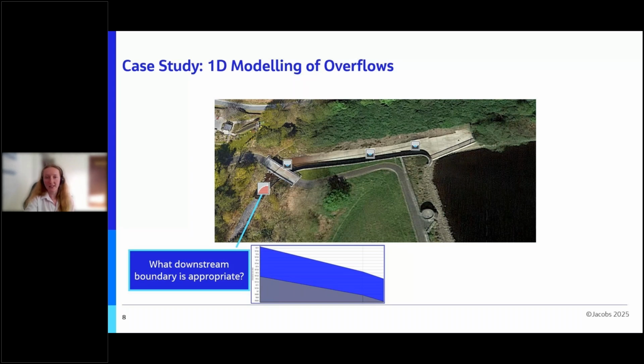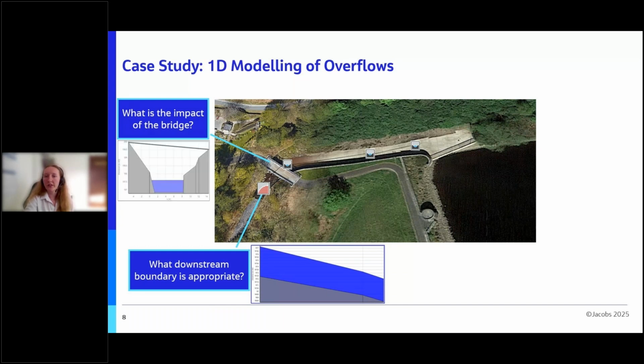Then the next thing to consider in this model is the impact of this bridge you can see on screen. If the bridge is undersized, it could back up and form a control. Initial model results showed that there was sufficient freeboard to the bridge deck even with conservative assumptions. Given the bridge had no abutments constricting flow and was well above water level, it no longer needed representing in the model, so was removed.